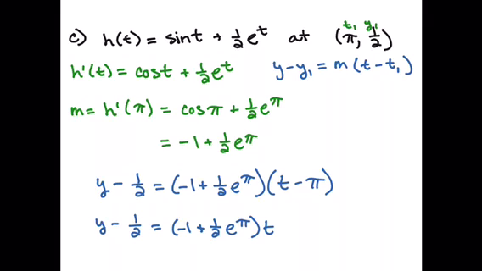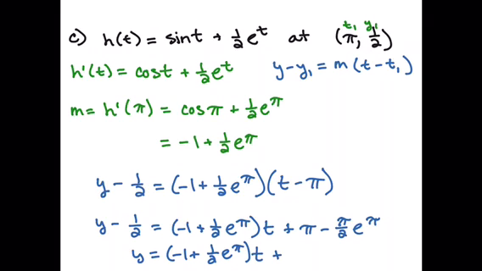But I can go ahead and distribute this. Negative 1 times negative pi would be plus pi. And then we'd have minus pi over 2 e to the pi. And we can add 1/2 to both sides. And that would give me my equation in slope-intercept form.